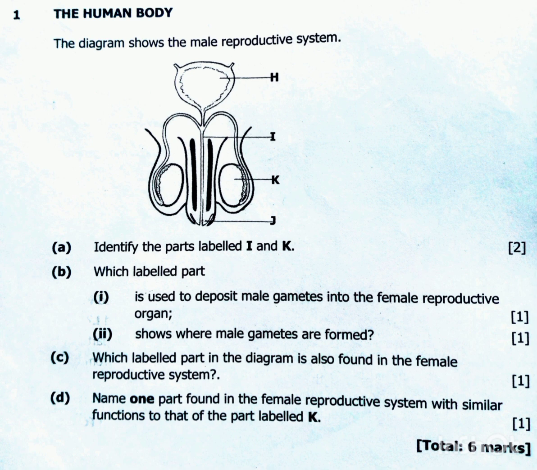So part I is the urethra. Part K is the testes, or testicles. Part I, urethra. K, testes.